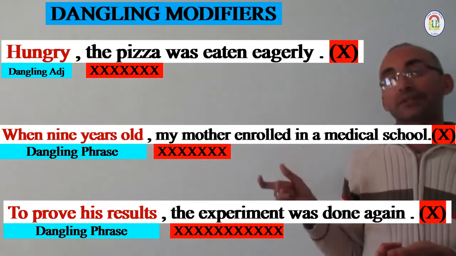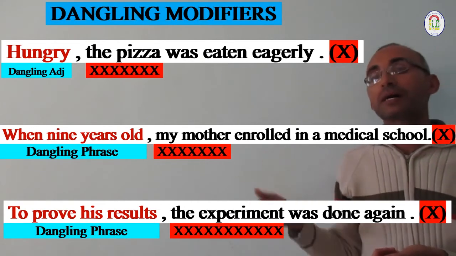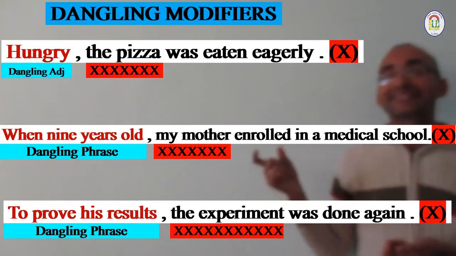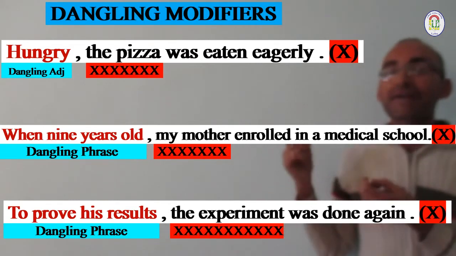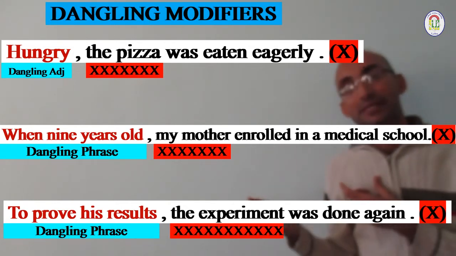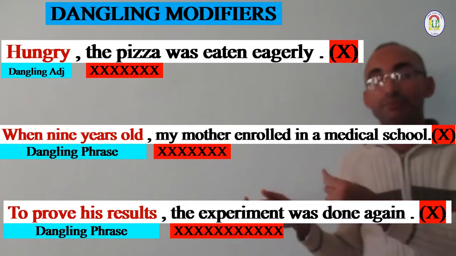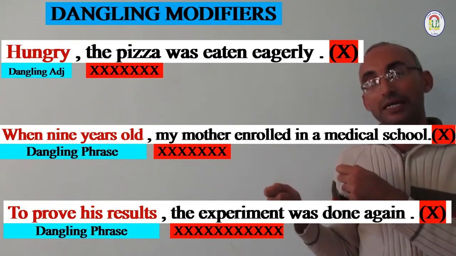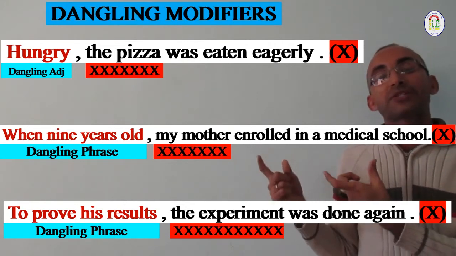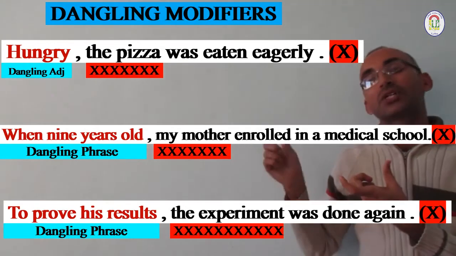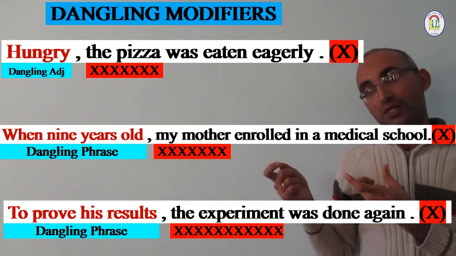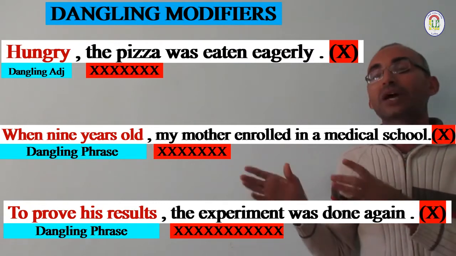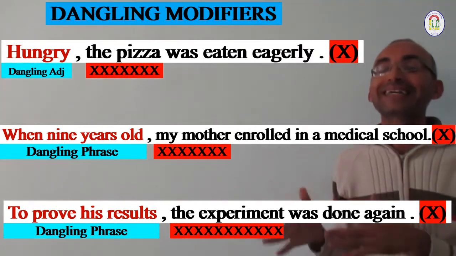Third example, we have another phrase, which is an infinitive phrase: To prove his results, comma, the experiment was done again. So here, after the comma, we have the experiment. But normally, to prove his results, his means a person, so normally you find after the comma the person, the subject, modified by the phrase. But the experiment is something. So it is the wrong word and the real modified subject is missing. So here we have another case of a dangling modifier.